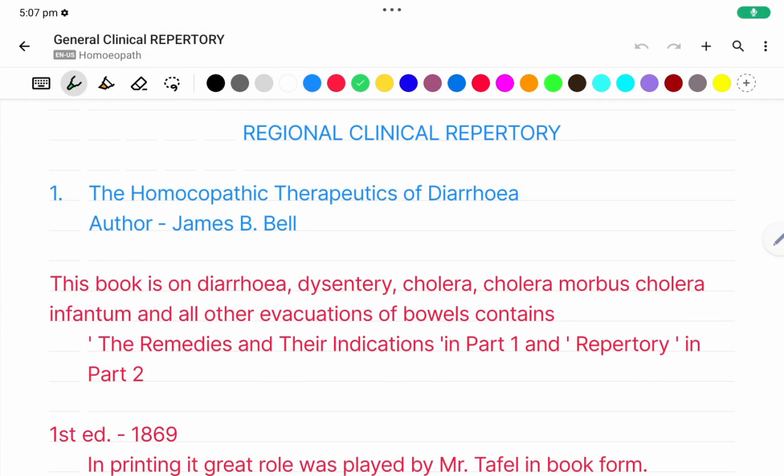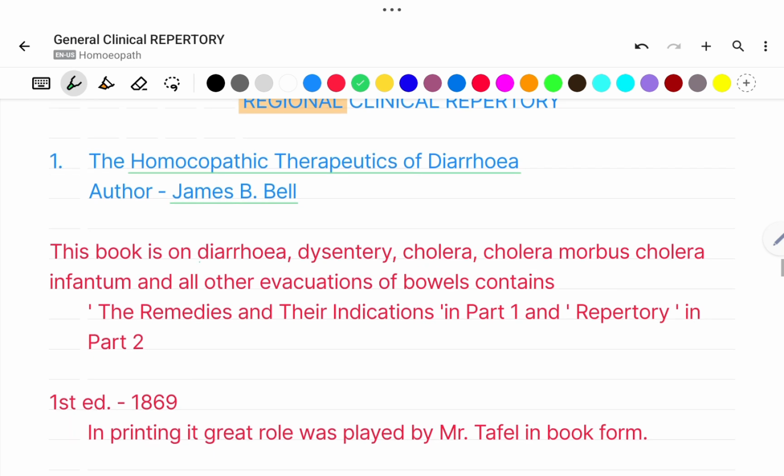Hello everyone. Up till now we have seen the general clinical repertory. Now we will go to the regional clinical repertory. And the first repertory in this is the homeopathic therapeutics on diarrhea, and the author is James B. Bell. The book is on diarrhea, dysentery, cholera morbus, cholera infantum, and all other evacuations of bowel contents.